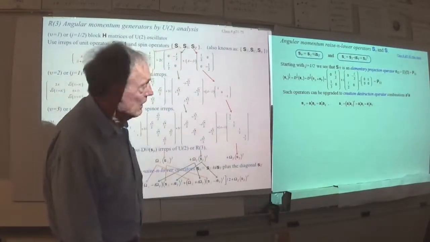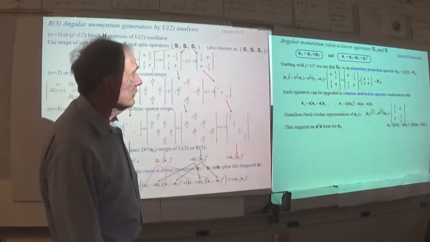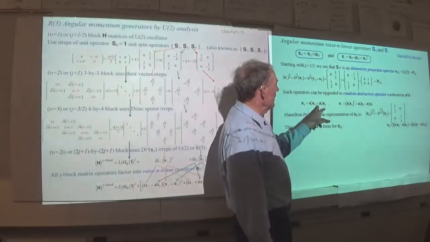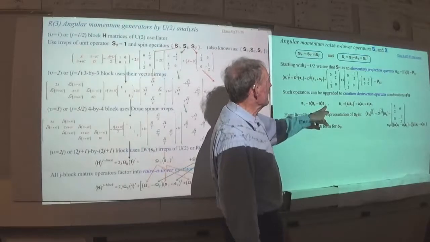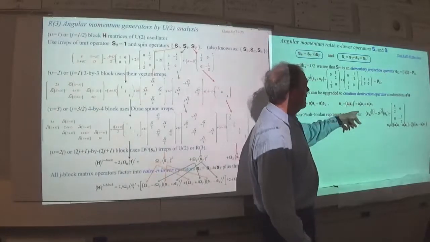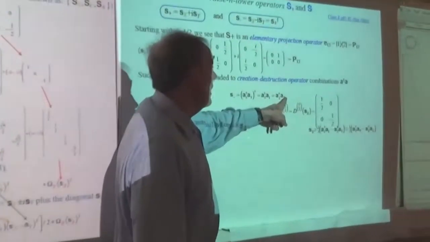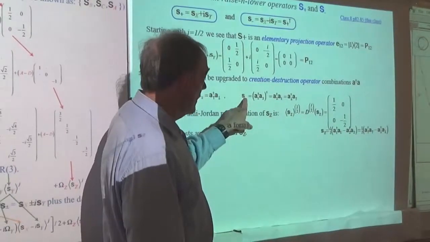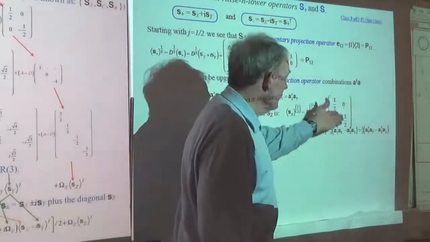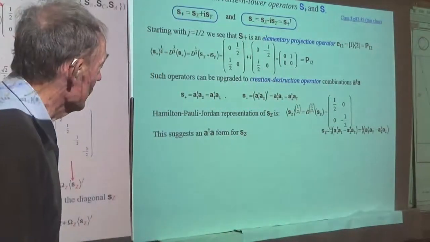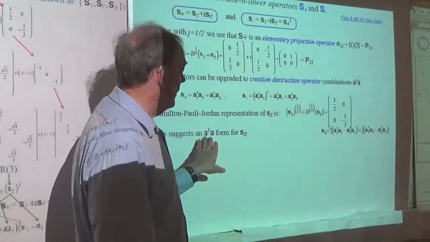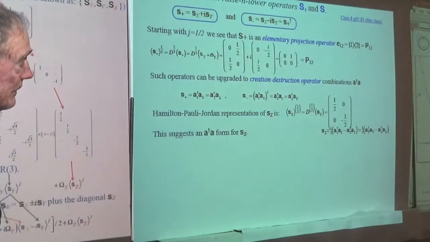And then there are, to go with this, destructors as well. S plus is this guy in terms of the A daggers. It destroys a spin down and creates a spin up. That's a raising operator. This guy, the conjugate of it, destroys a spin up and creates a spin down. That's a lowering operator in our three-dimensional world. So the Z thing is just 1/2 minus 1/2. So this very easily suggests the A dagger A form for the Sz.